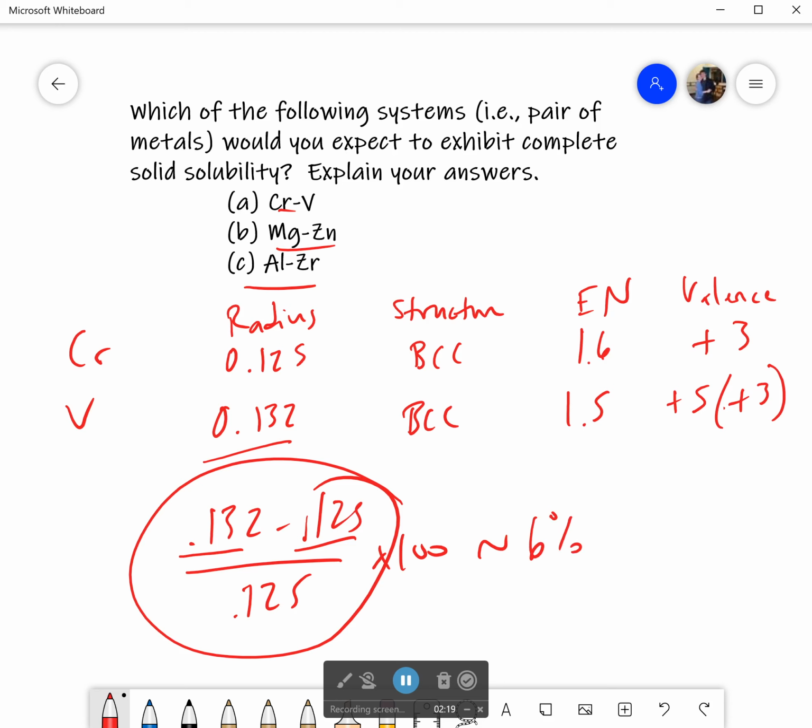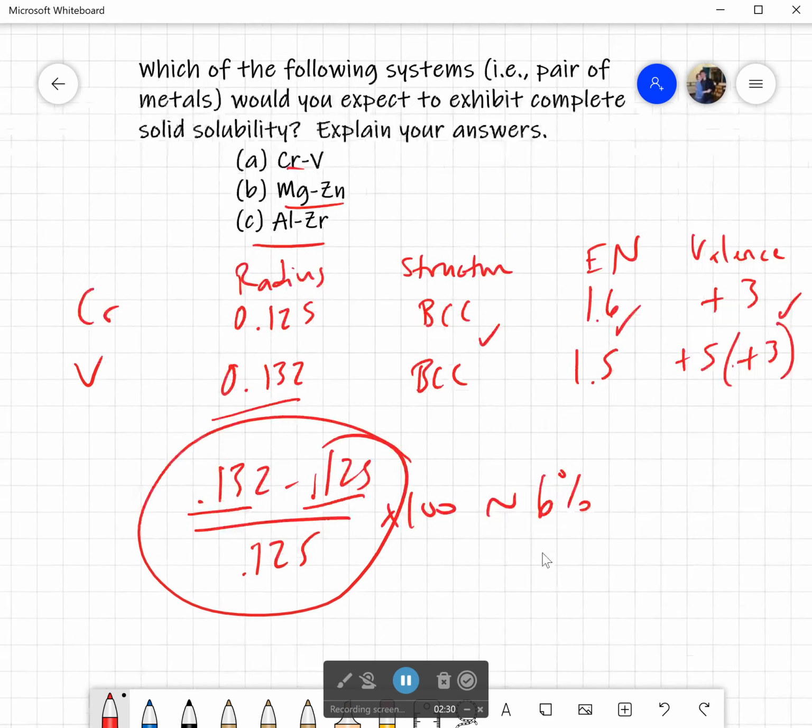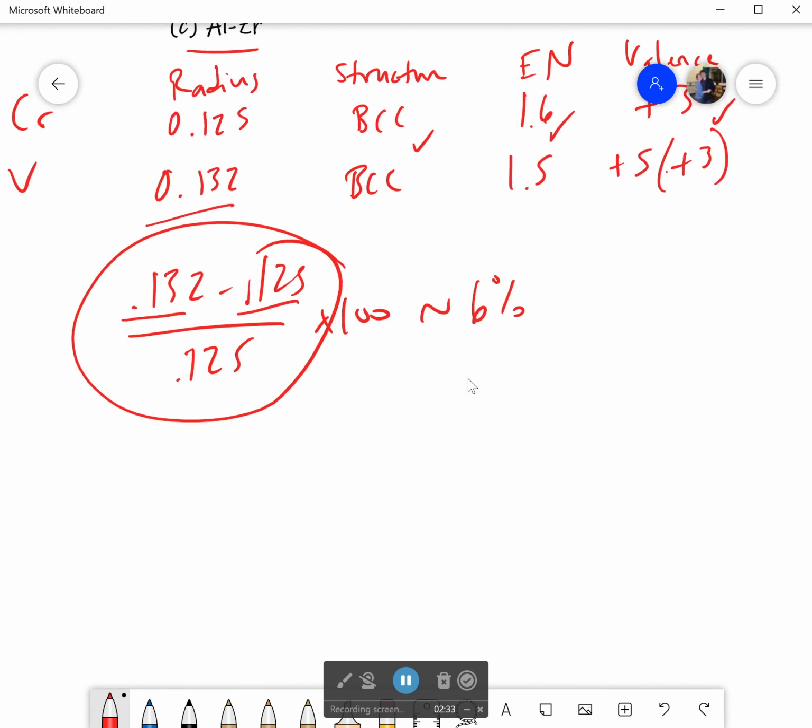The structures are the same, which is good. The electronegativities are very comparable, that's good, and their valence is also the same. And with that, these would be able to be a solid solution. But what am I talking about here? Well, one, to be a complete solid solution, they have to have similar radii. So the difference should be less than or around 10%.